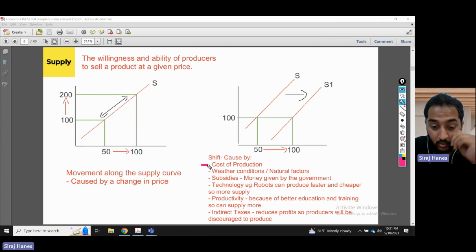The very next, weather conditions. This is especially true for agricultural products because agricultural products will be affected by natural factors or weather conditions. If it's favorable weather conditions, then yes, supply will increase. But if it was not favorable, for example, a flood, a drought, any of that can cause supply to fall.